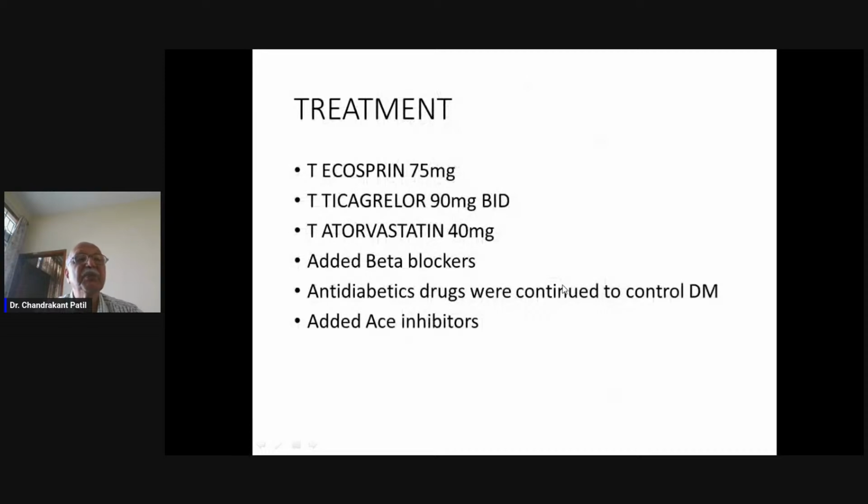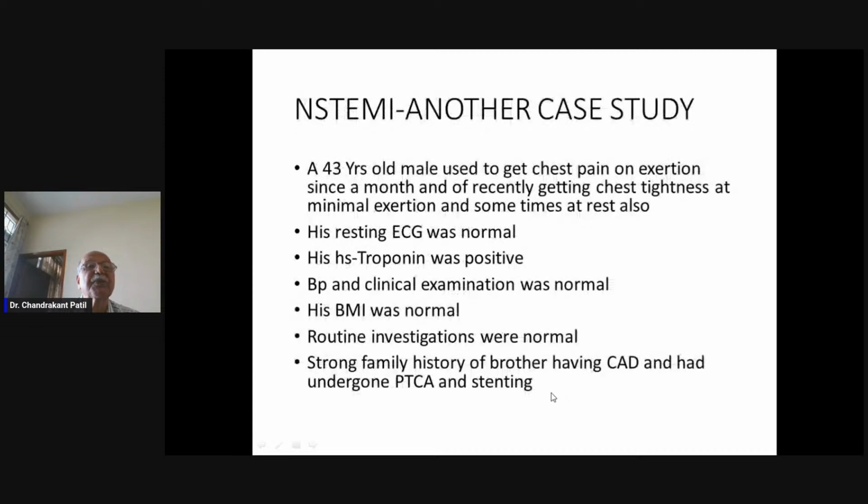So he was given aspirin 75 milligram, ticagrelor, which is a P2Y12 receptor inhibitor, 90 milligram BID, and a moderate intensity statin, atorvastatin 40 milligram, was started. He was given a beta blocker, and he was continued with anti-diabetic drugs to see that the sugar also comes under control. And because he is a diabetic with ischemic heart disease, we added ACE inhibitors also. So that was one case.